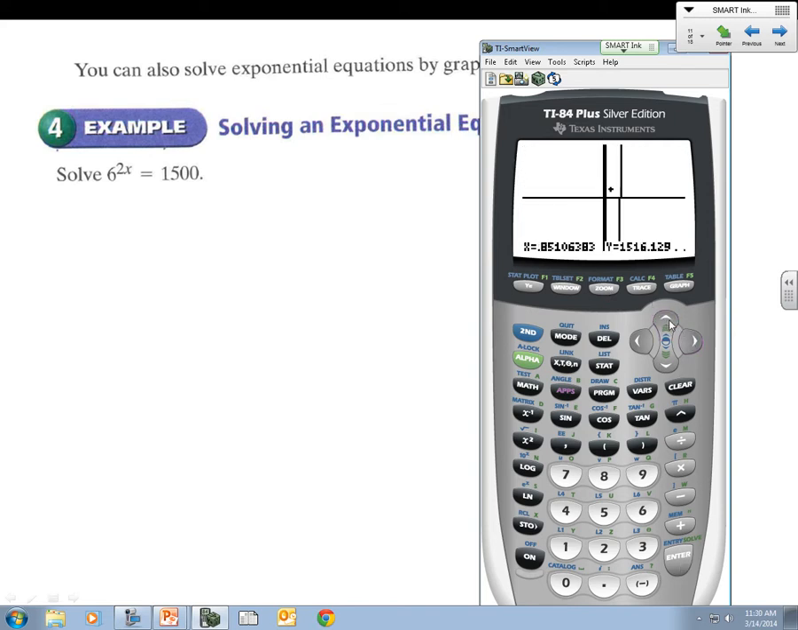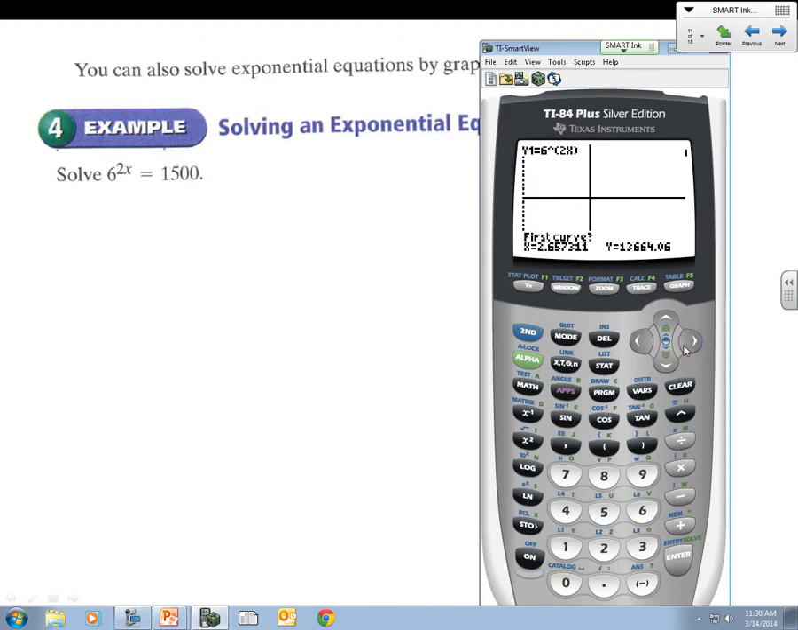So I move my cursor until I get to the top left of where I want it. I hit enter, and then I move my cursor down and to the right to make a nice little box. And I'll hit enter again, and it zooms in just on that spot there. All right, so we want to figure out where these two lines are going to cross. Now we're going to calculate, so that's up here, second calculate, the intersection of those two lines. So where's our first curve?